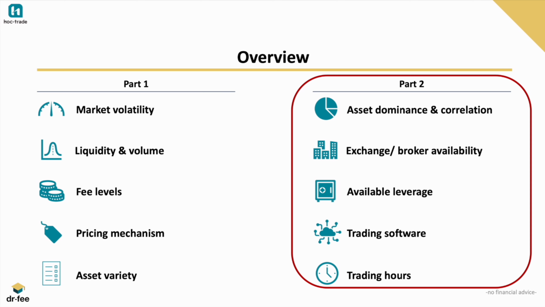In part 2, we will cover the following topics: asset dominance and correlation, exchange and broker availability, available leverage, trading software, and available trading hours. Moreover, we will summarize part 1 and 2 of our analysis by listing all the benefits and drawbacks of trading in the crypto versus the forex market.